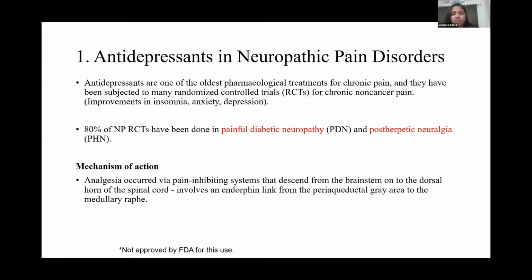Antidepressants are one of the oldest pharmacological treatments for chronic pain, and they have been subjected to many RCTs for chronic non-cancer pain, probably due to their effect on insomnia, anxiety, and depression. 80% of neuropathic pain RCTs have been done in painful diabetic neuropathy and post-herpetic neuralgia. The analgesia occurs via pain-inhibiting systems that descend from the brainstem onto the dorsal horn of the spinal cord and involves an endorphin link from the periaqueductal gray area to the medullary raphe. This is the inhibiting pathway, the mechanism of action of antidepressants.